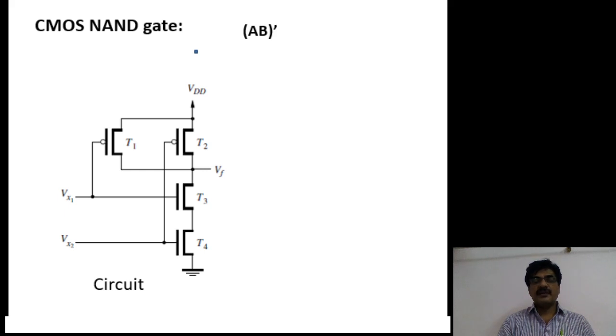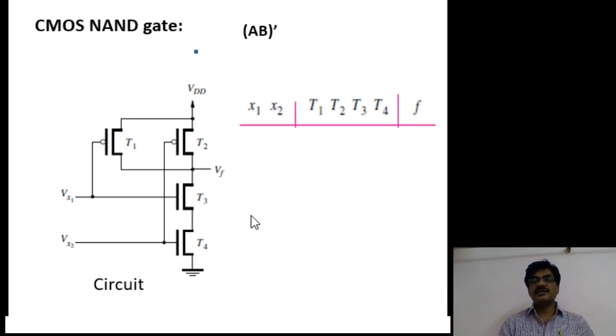So let us see how to fill the functional table of NAND gate. The functional table includes the number of inputs, number of transistors, and the output columns. Here number of inputs are say x1 and x2, number of transistors T1, T2 PMOS transistors, T3, T4 are NMOS transistors, and then F represents the output.